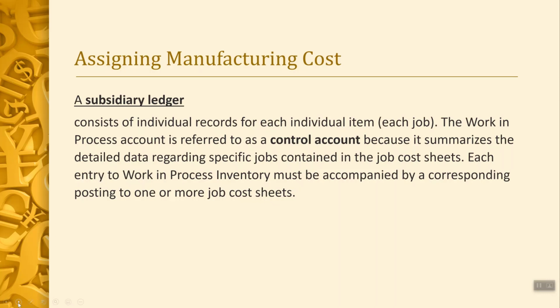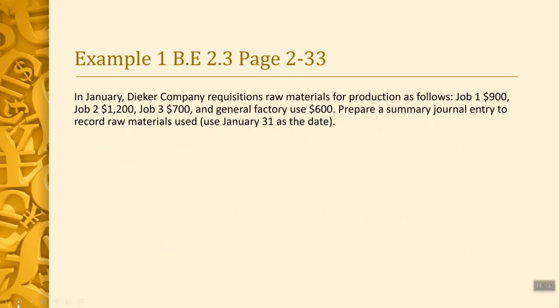Now, each debit entry to the work in process inventory must be accompanied by a corresponding posting to one or more job cost sheets. Okay, so remember that the job cost sheet is for specific jobs. Okay, so brief exercise 2.3. You can find that on page 233. As always, I will tell you, pause the video, try it on your own to assign cost.